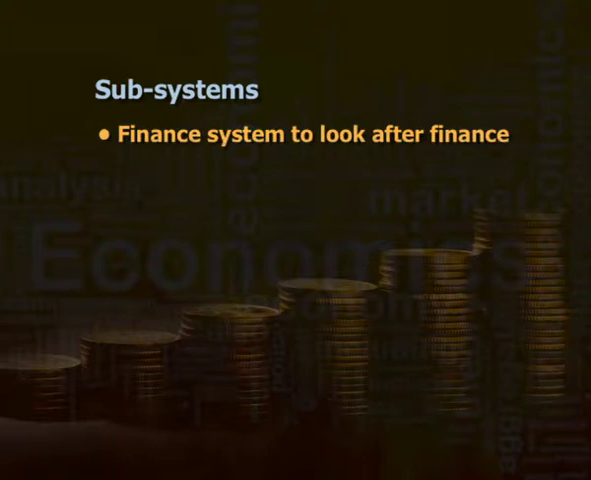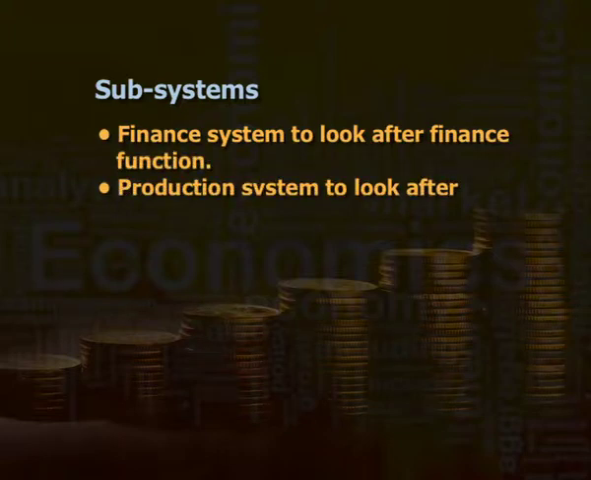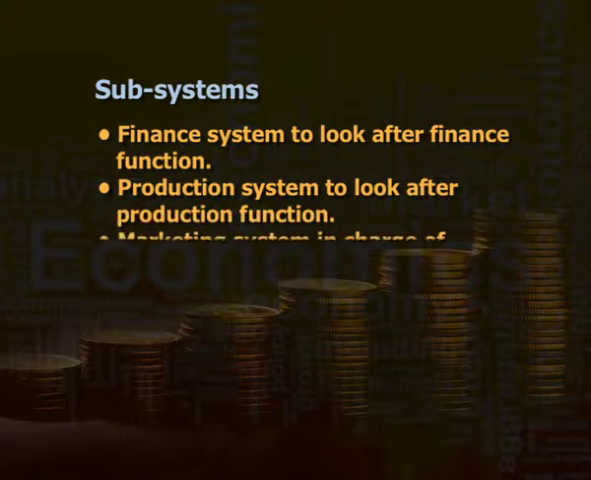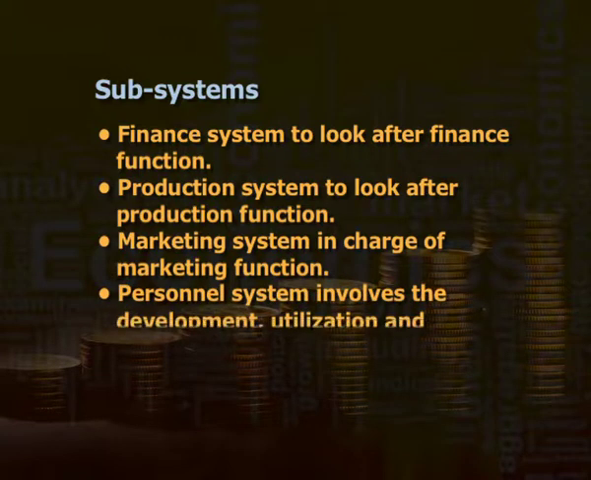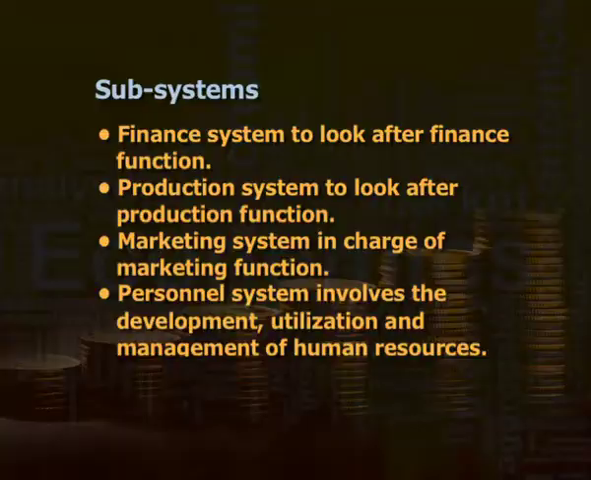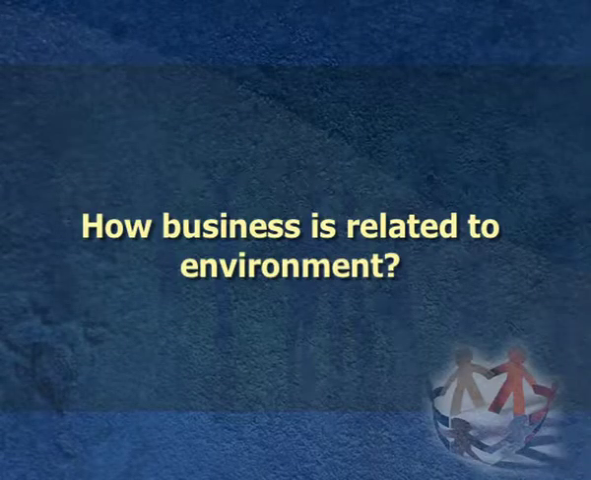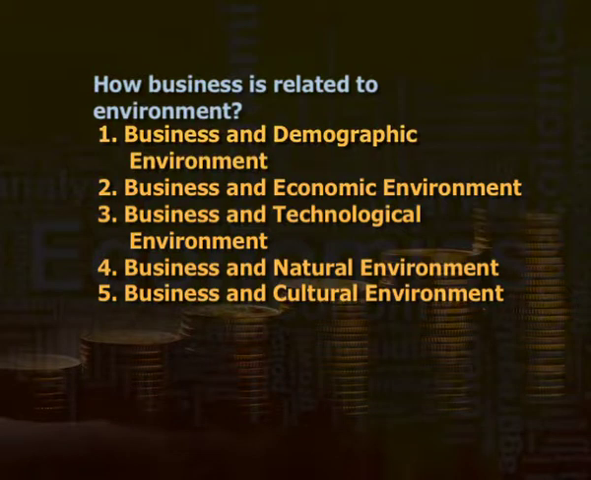Finance system to look after finance function, production system to look after production function, marketing system in charge of marketing function, personnel system involves the development, utilization and management of human resources. The next topic is how business is related to environment. First point is business and demographic environment. Demography is the study of human population with reference to their age, gender, status, occupation, income, education, etc. Due to diversified demographic environment, a business is compelled to adopt different functional and marketing strategies.